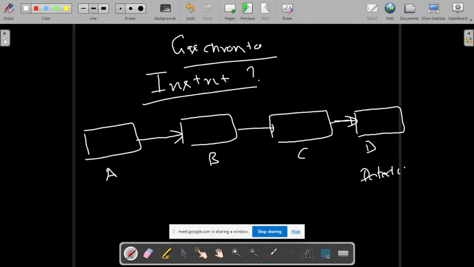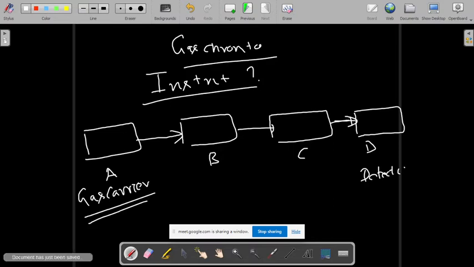Okay, I'll just tell you the answers. A is the gas, or the carrier gas. Exactly, many have identified to some extent. A is the carrier gas which will be available in cylinders.